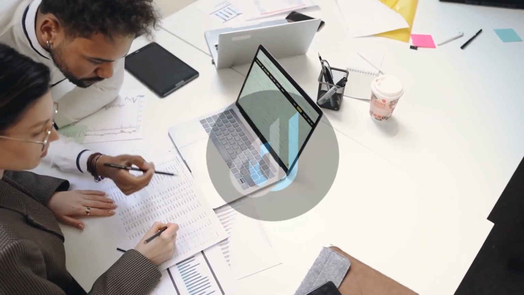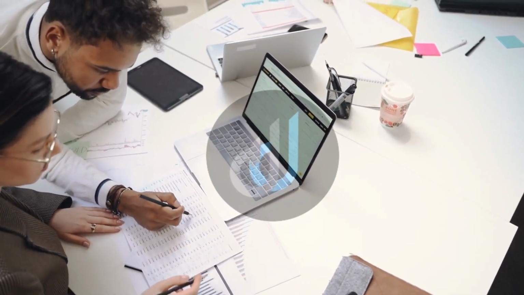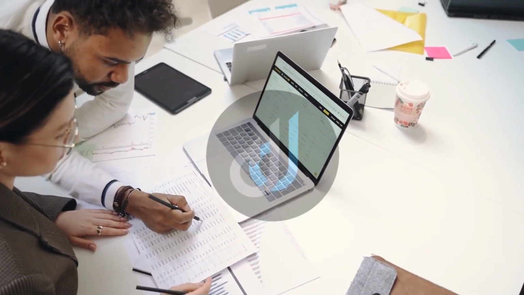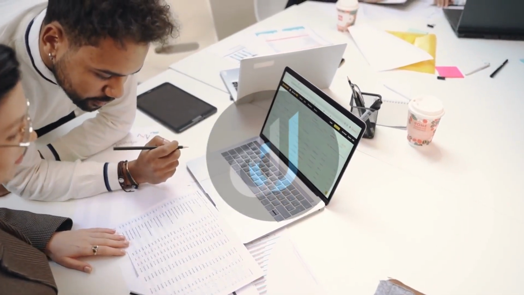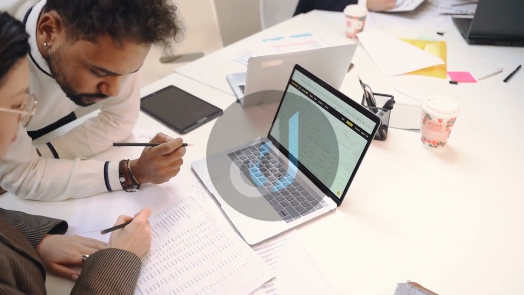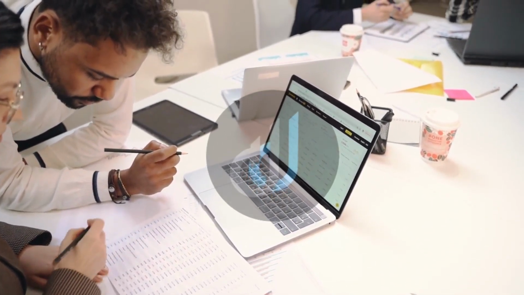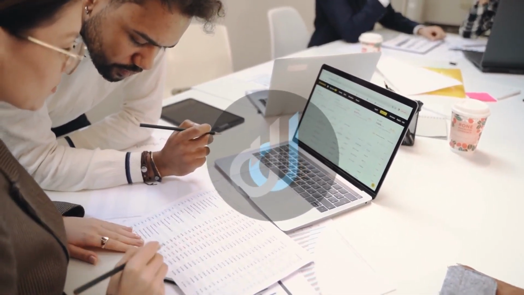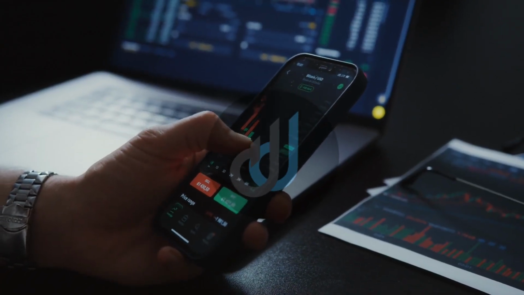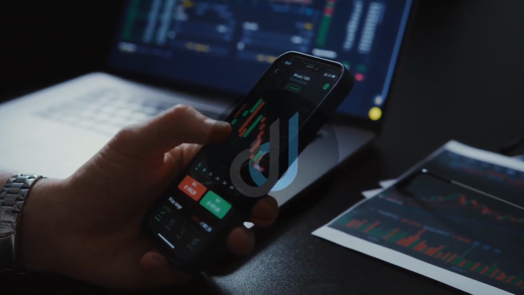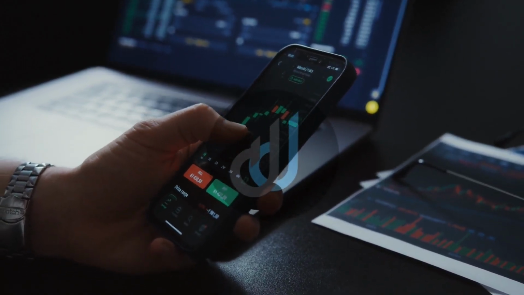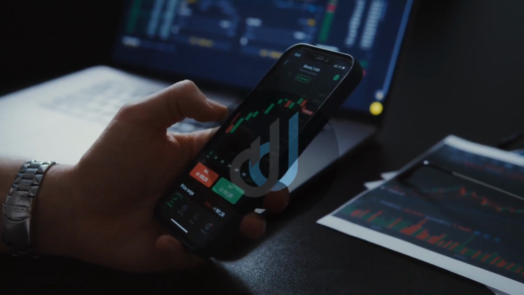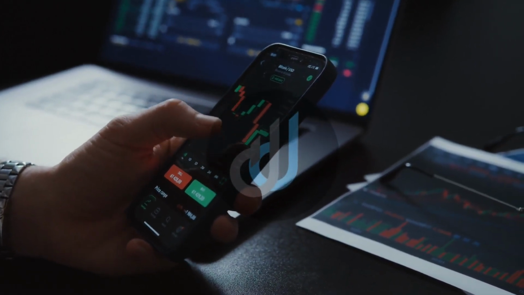Investing your money can be a great way to build wealth over time, but it's important to understand the risks involved. One of the most effective ways to manage risk when investing is through diversification. In this video, we'll be discussing what diversification is, why it's important, and how to create a diversified investment portfolio.